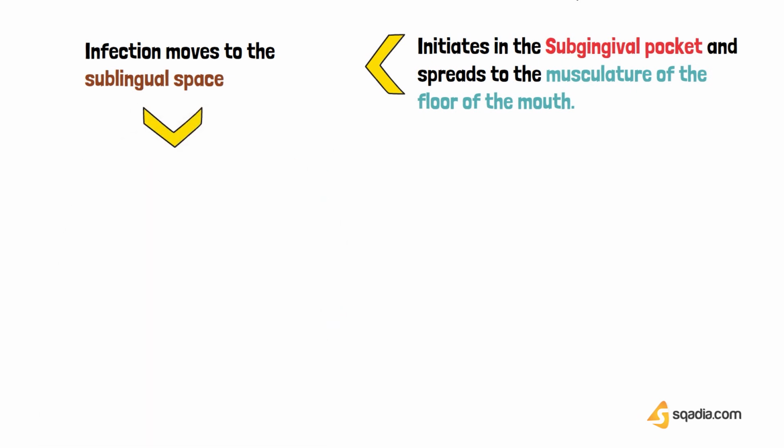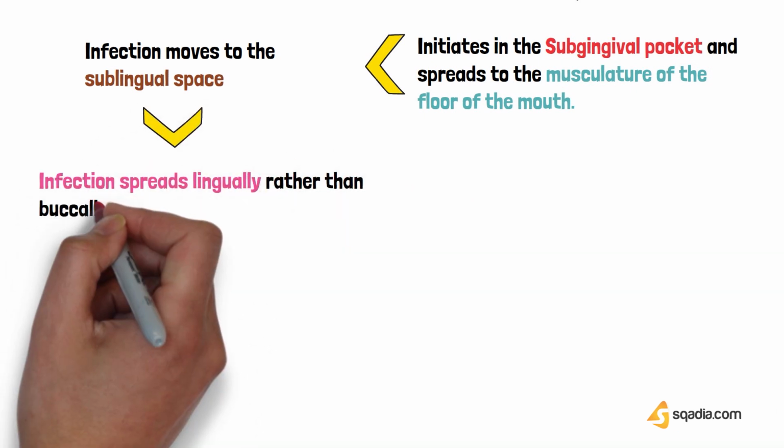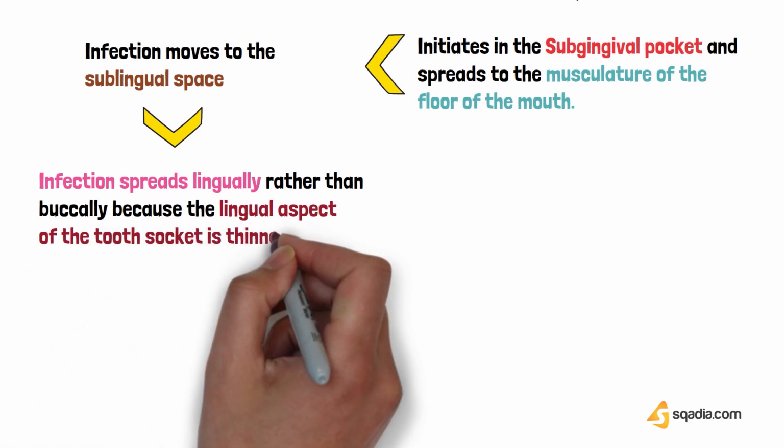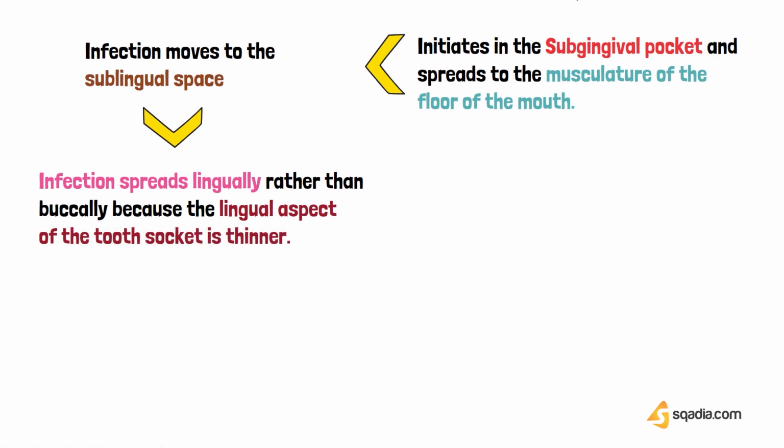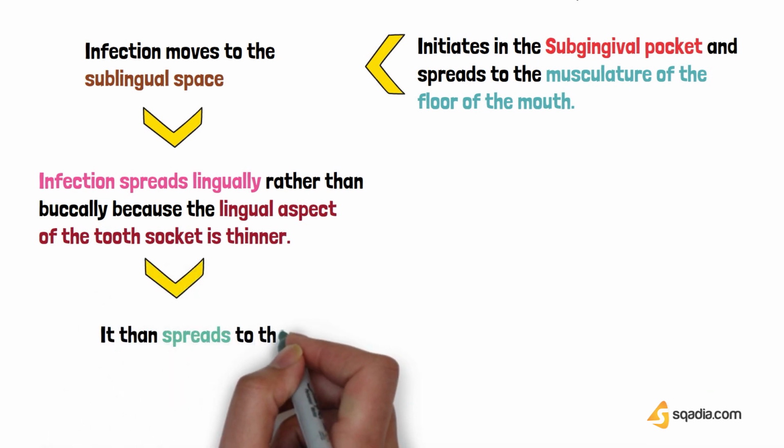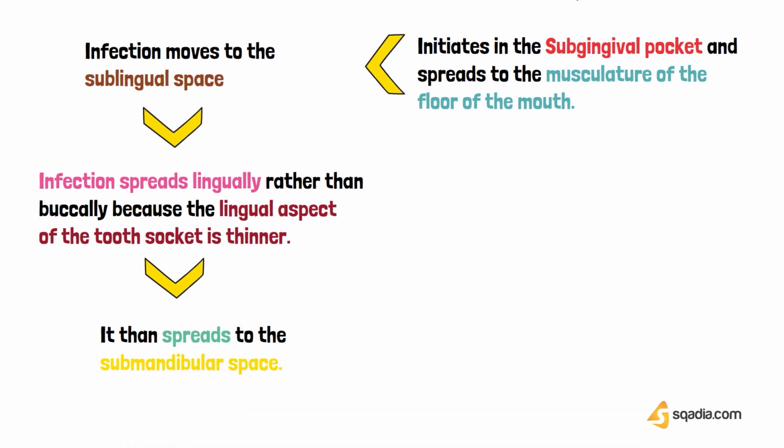Now, as we all know, the lingual alveolar bone of the tooth socket is much thinner as compared to the buccal aspect. This means that the infection is going to easily spread through the lingual aspect of the tooth socket. And when that happens, it enters the submandibular space.